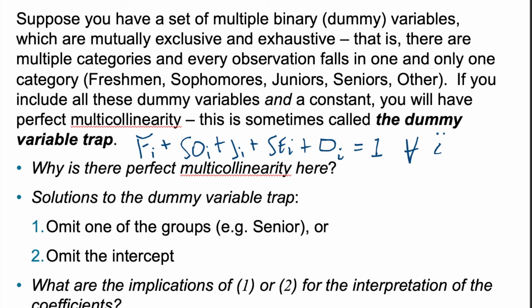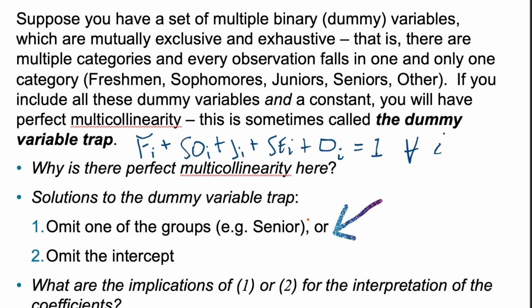So what do we need to do? Well, there is a very easy solution, that is to omit one of the groups. We can also omit the intercept. There are different implications here. The easiest thing to do is to omit one of the groups.